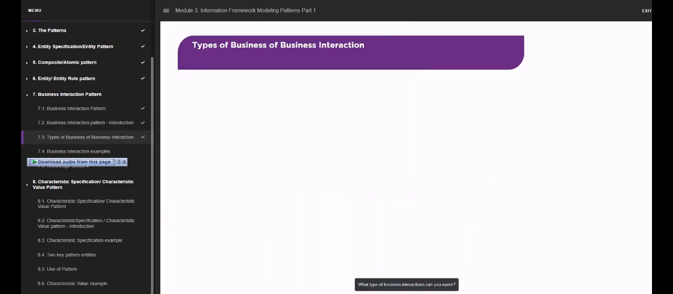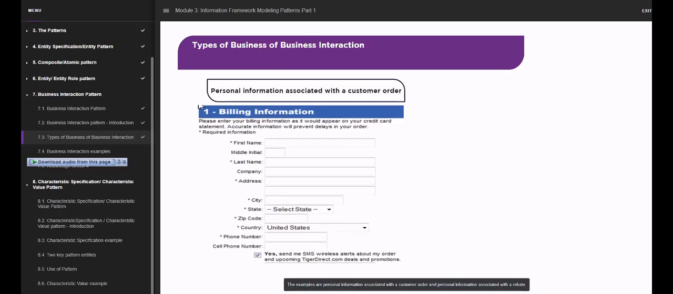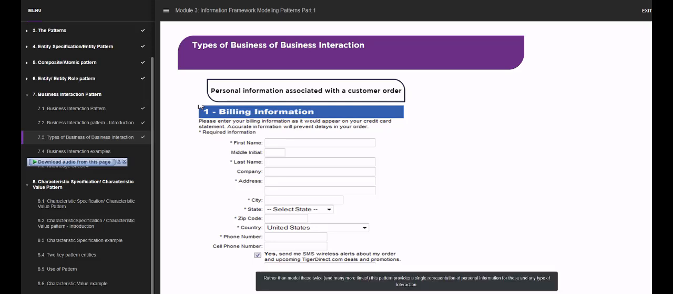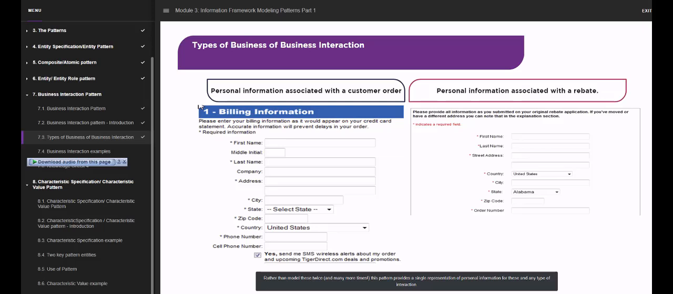What type of business interactions can you name? Shown here are examples of two types of business interactions that require personal information. The examples are personal information associated with a customer order and personal information associated with a rebate. Rather than model these twice, and many more times, this pattern provides a single representation of personal information for these and any type of interaction.